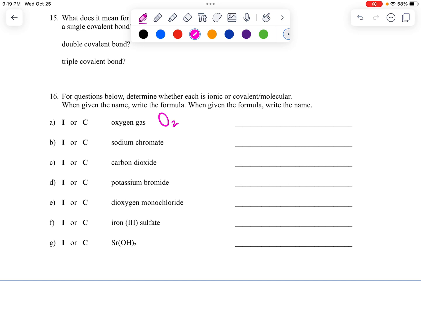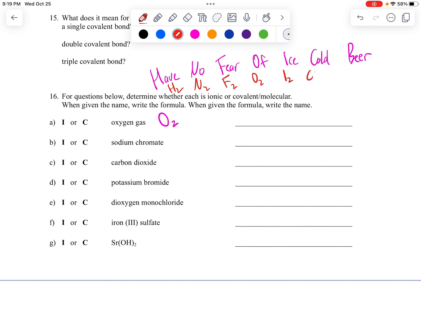O2, okay? If you forgot what they were, it's have no fear of ice cold beer. Just remember the first letter of each word, okay? And that's H2, N2, F2, O2, I2. It's not C2, it's Cl2. It's not B2, it's Br2, okay? These are your 7 diatomic molecules, okay?